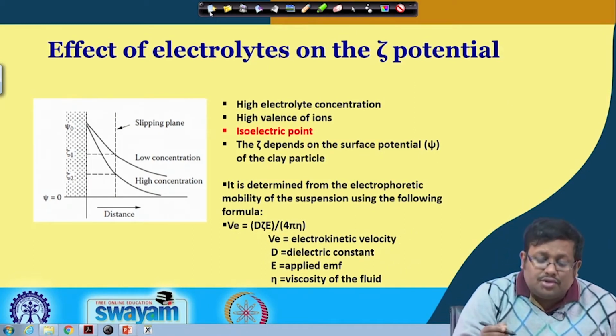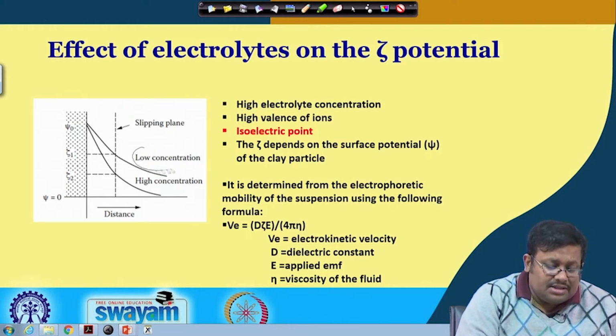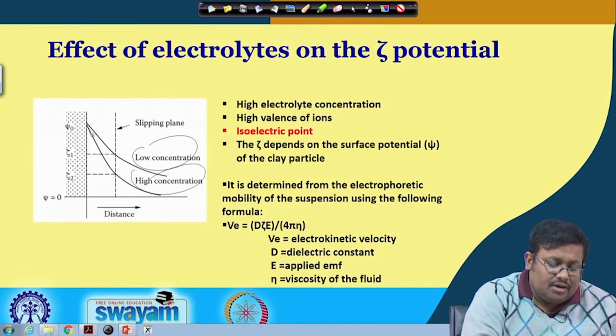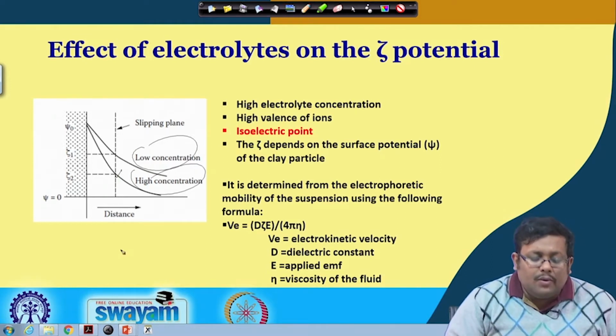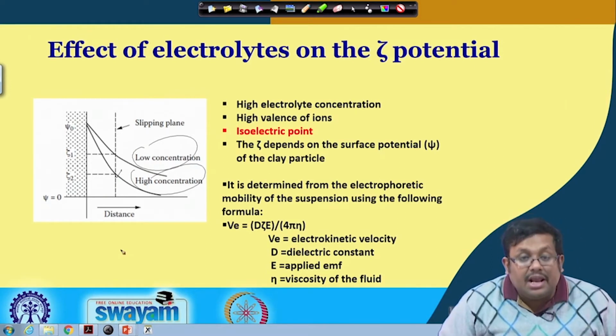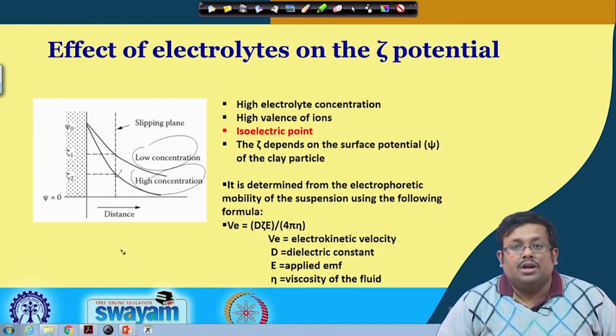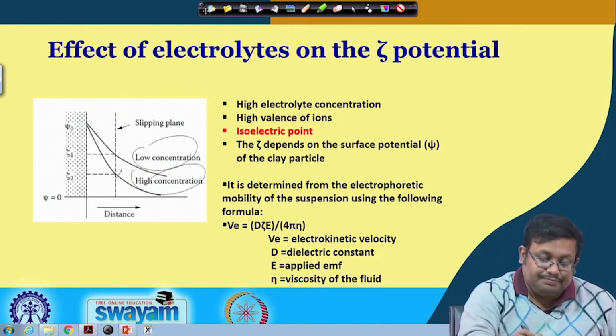Also, one important thing that you can see here: there are two electrolytes, one given in low concentration, another in high concentration. When there is a high concentration of the electrolyte, obviously the zeta potential decreases. So, high electrolyte concentration always decreases the zeta potential and helps in coagulation of the clay particles.